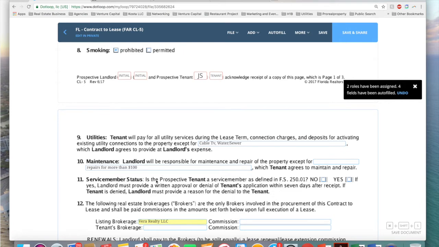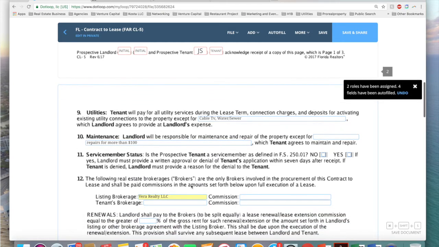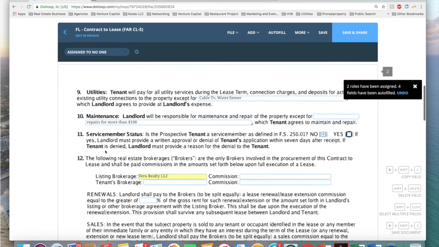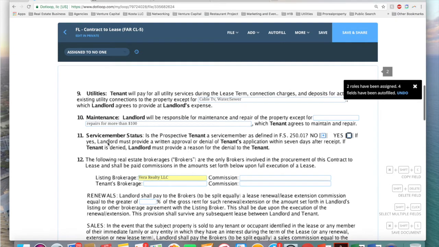Service member status. Is the prospective tenant service member as defined in Florida Statutes 250.01? If yes, landlord must provide a written approval or denial of tenant's application. In our case, John is not a service member, so we put no. If they are, then we put yes. And in case of denial, there is a certain document which has to be provided by landlord.